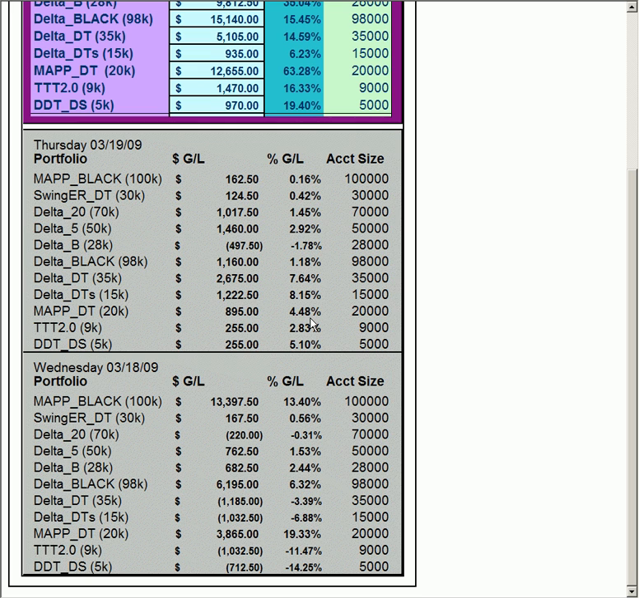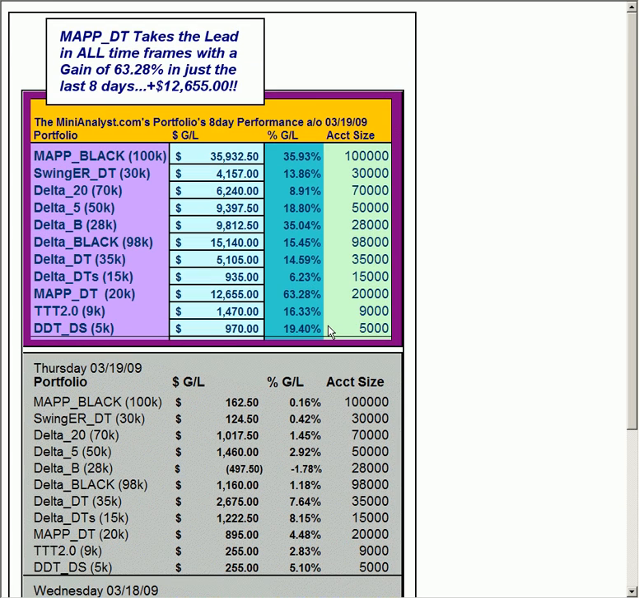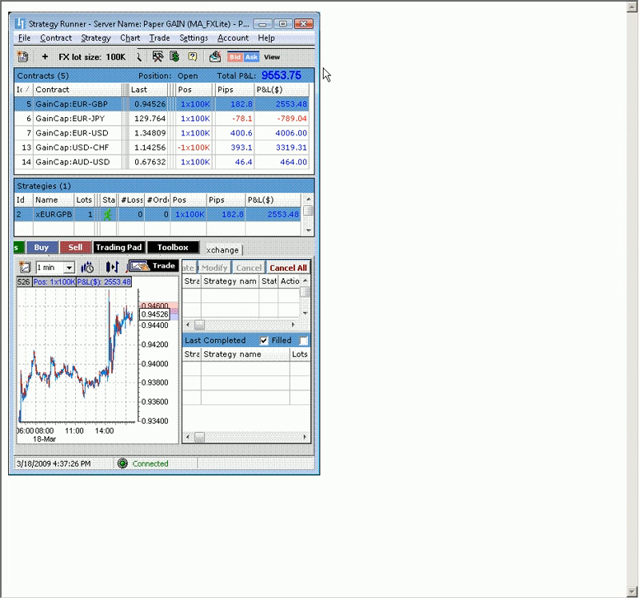Most of our day traders actually haven't even traded today. Obviously, you can see the market is just essentially dead. So a lot of our portfolios are flat today, but there's an impressive number: 63.28% over the last 8 days is the leading performance of our portfolios. In fact, one of our most diversified, the MAP Black, which is still a very aggressive portfolio, is hanging right in there at the number 2 spot at 35.93%. So definitely some interesting portfolios, interesting moves we have there.